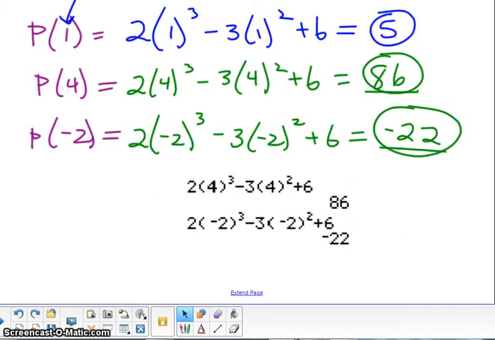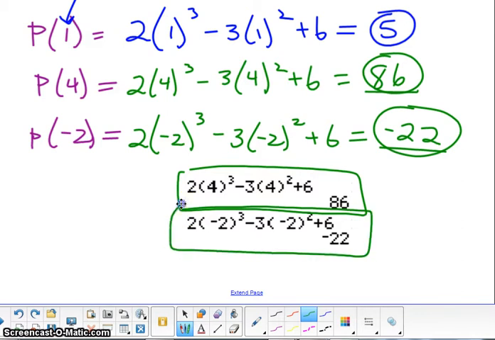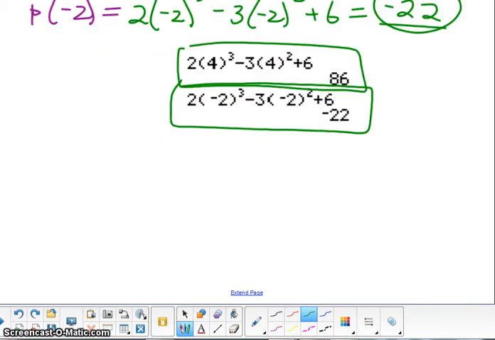Okay, so if you got 86 for the second one and negative 22 for the third one, you are correct. Below I have how I plugged it into the calculator, so that will be a quick check if you did get something different than I did. And let's go ahead and have a few practice problems.